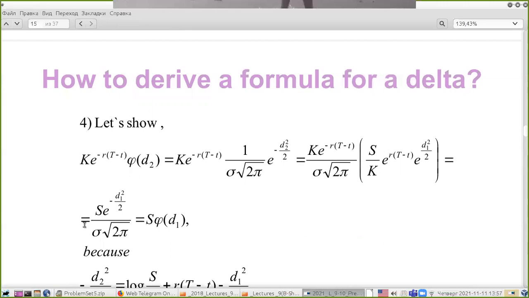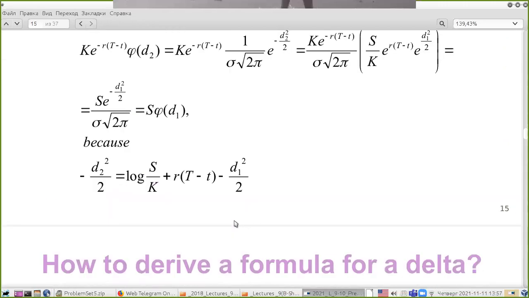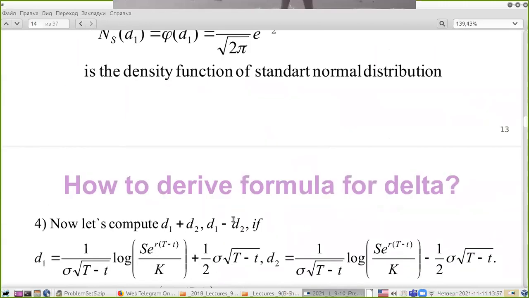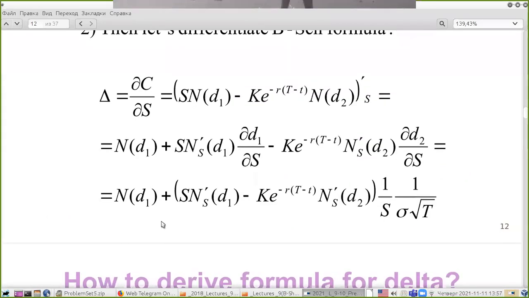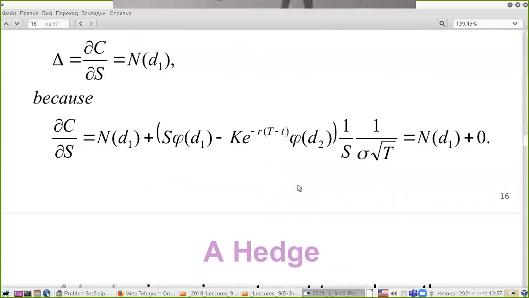So the result will be such as this. So we find this, because of this. So we show that all this expression equals zero in this formula, because this equals this. So we have only N from d1 plus 0, yes.